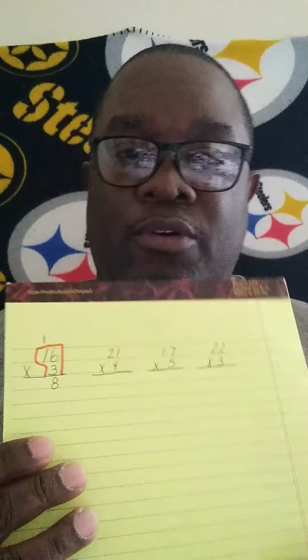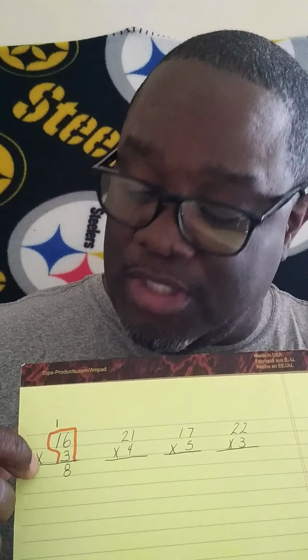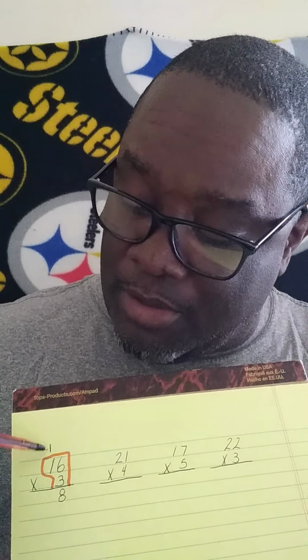So after we drew our dinosaur head, we did our first step. You should always make sure your numbers line up with the number that you're multiplying by. So you see we have 3 times 6. I said 3 times 6 equals 18. I wrote down my 8 and I carried the 1. So our next step would be to multiply the 3 times 1 plus 1. So it would be 3 times 1 equals 3, plus the 1 would equal 4.